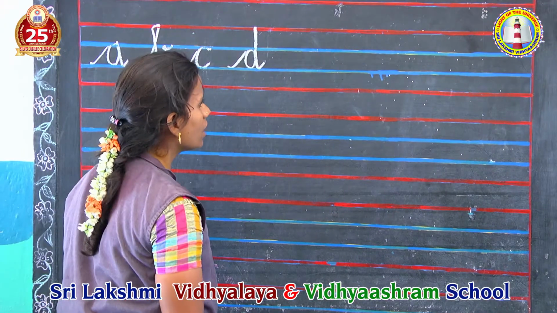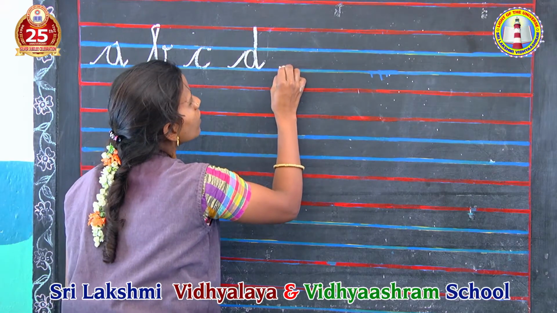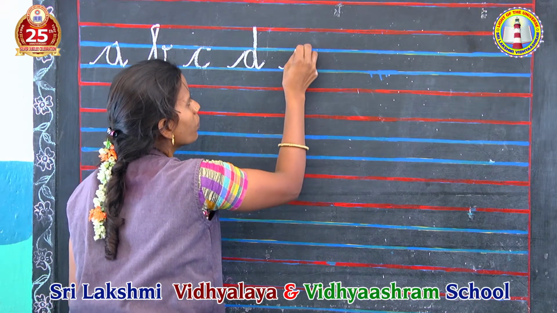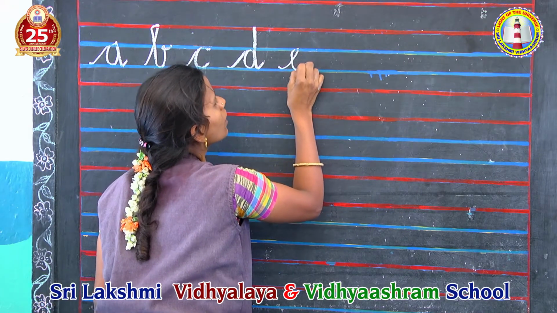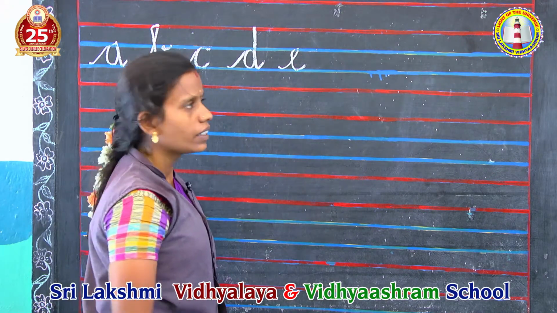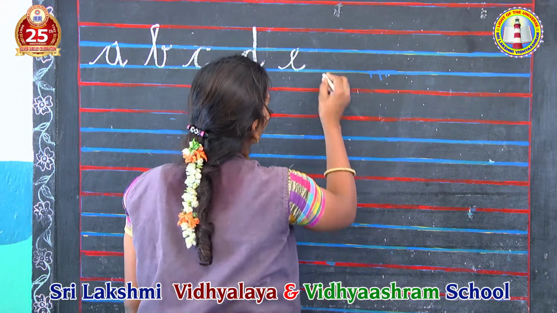We write the letter E. Draw a stroke line and then middle of the curve and then another one curve. It's called E. Next, we write the letter F.